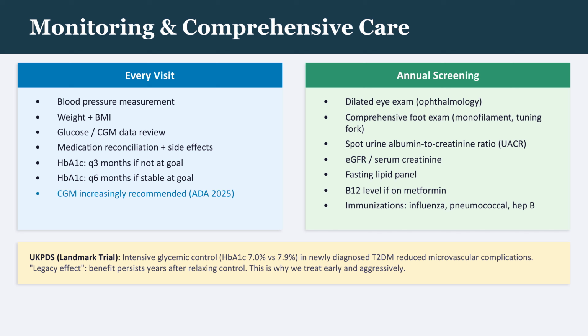The landmark trial anchoring all of this is the United Kingdom Prospective Diabetes Study, the UKPDS. It showed that intensive glycemic control in newly diagnosed type 2 diabetics, targeting an HbA1c around 7% compared to around 8%, significantly reduced microvascular complications. More importantly, there was a legacy effect. When the trial ended and the intensively treated group relaxed their control, the benefit persisted for years. This is why we treat early and aggressively. The investments you make at diagnosis pay dividends for decades.